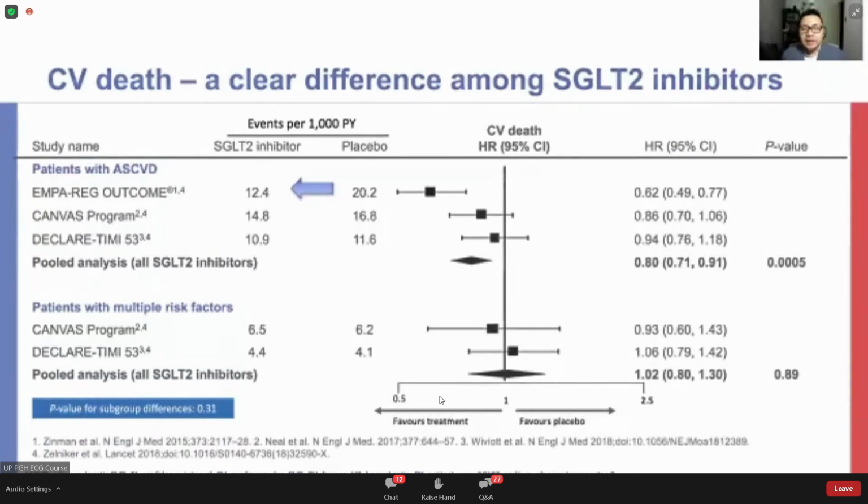And in this meta-analysis comparing these 3 SGLT2 inhibitors, it was only the EMPA-REG outcome using empagliflozin that attained a significant reduction of cardiovascular death, particularly in these very high-risk patients with atherosclerotic cardiovascular disease.